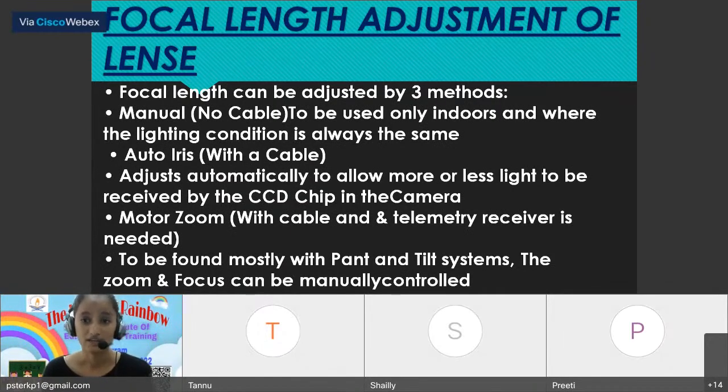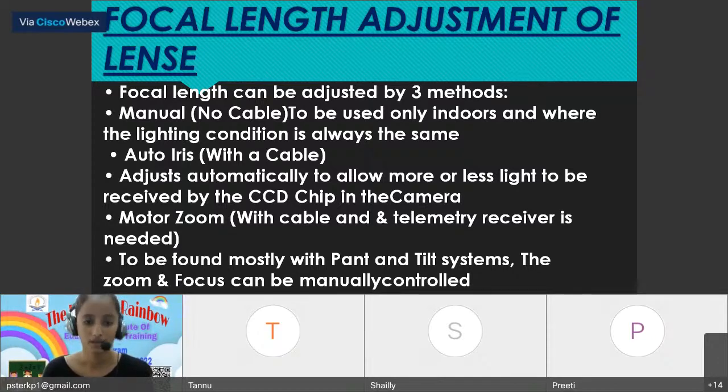Next, focal length adjustment of lenses. Focal length can be adjusted by three methods: manually, auto iris, or motor zoom. Manual means no cable. To be used only indoors and where the lighting condition is always the same.